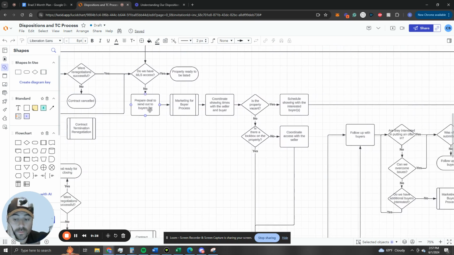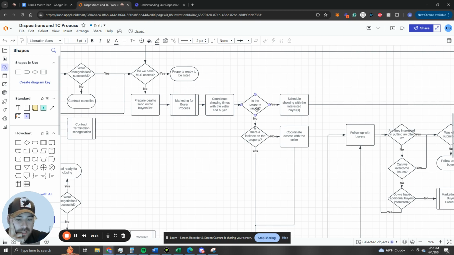So if we do have to send it to our buyers list, we got to follow a whole other process. This meaning our buyers list of off-market buyers. We're not listing it on the market now, right? That's what we said here. Do we have MLS access? No. Okay. We got to send to our buyers list. We need to follow the marketing for buyers process. We need to coordinate showing times with seller and buyer.